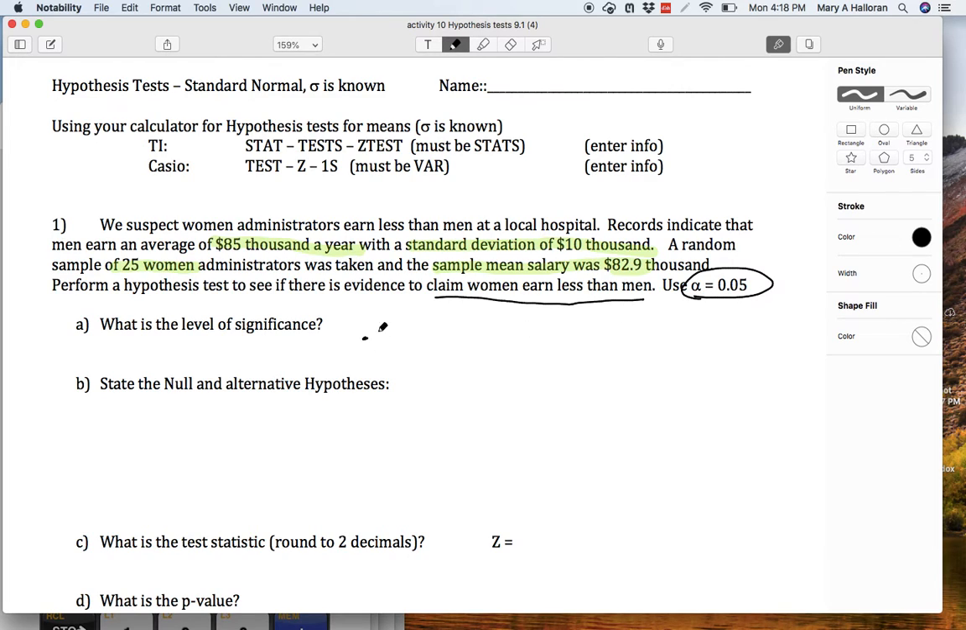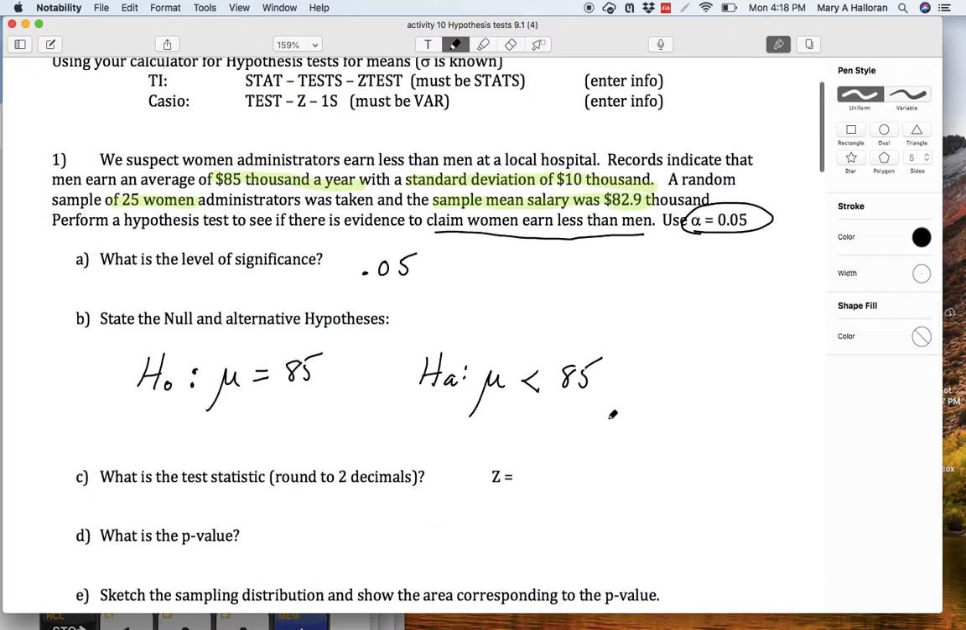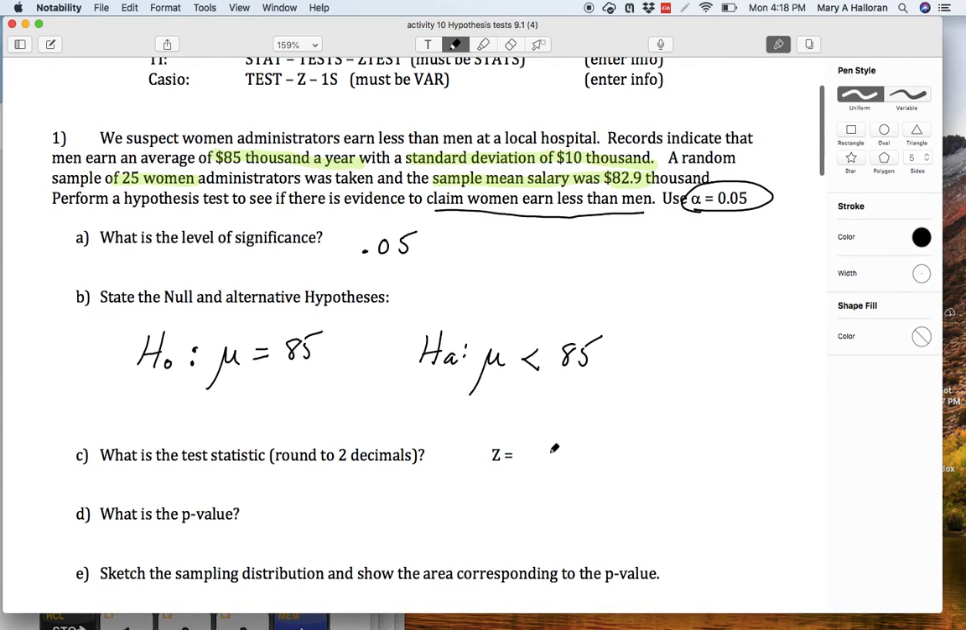Alpha is your significance level. So your significance level is 0.05. Your null, H0, H naught, is that the average salary of women is exactly the same as the average salary of men. Your alternative, what you're trying to prove, is that the average salary is less than what men earn on average. So your test statistic, I'm going to give you the formula once.